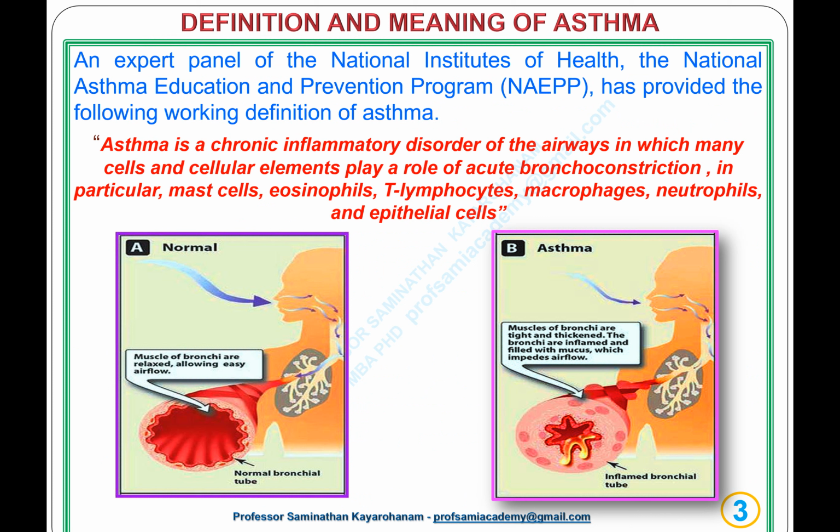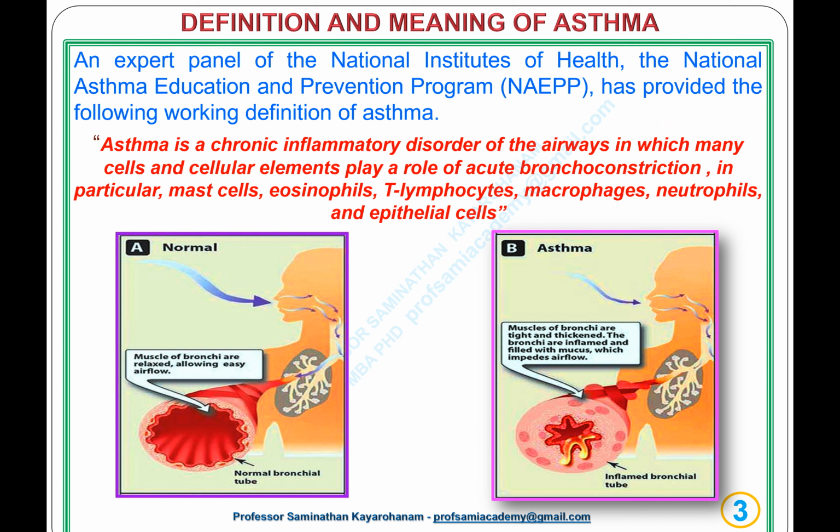An expert panel of the National Institutes of Health, the National Asthma Education and Prevention Program, NAEPP, has provided the following working definition of asthma. Asthma is a chronic inflammatory disorder of the airways in which many cells and cellular elements play a role in acute bronchoconstriction, in particular, mast cells, eosinophils, T lymphocytes, macrophages, neutrophils, and epithelial cells.